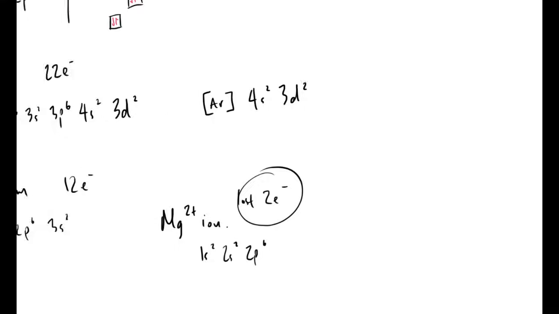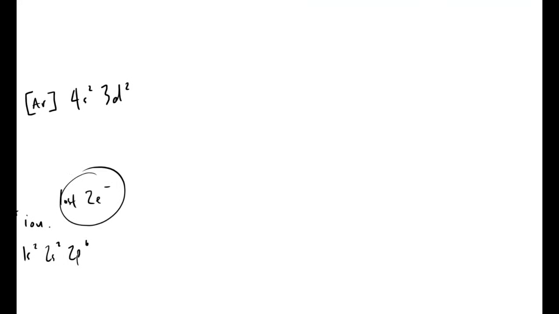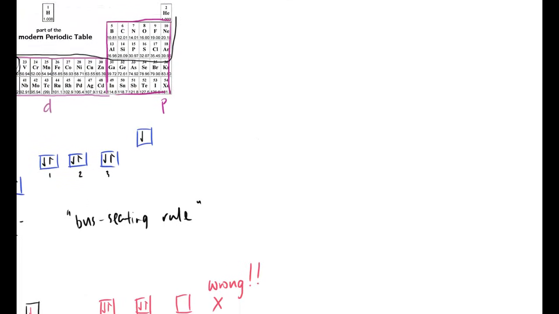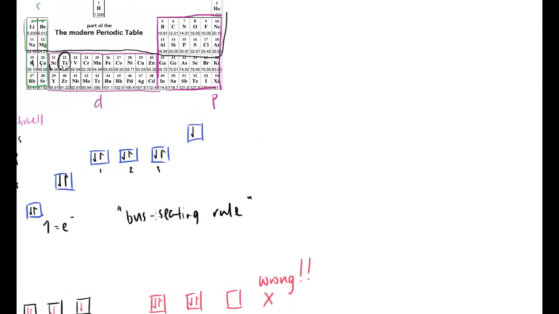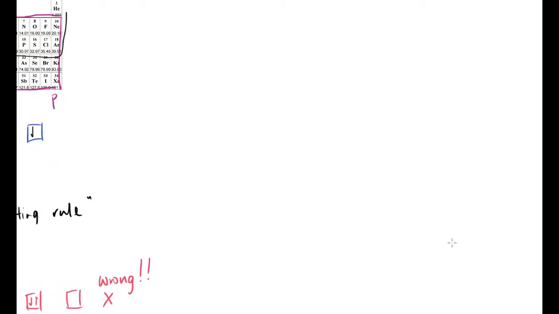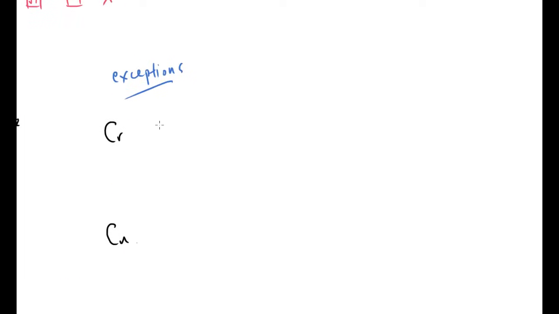There are a couple of exceptions to this rule, and I'm not going to go into massive detail about why, I'm going to keep it quite straightforward, but the exceptions are chromium and copper. Now chromium, you would expect, if we can see this here, we would expect it to be 1s2, 2s2, 2p6, 3s2, 3p6, 4s2, 3d4. We would expect that.